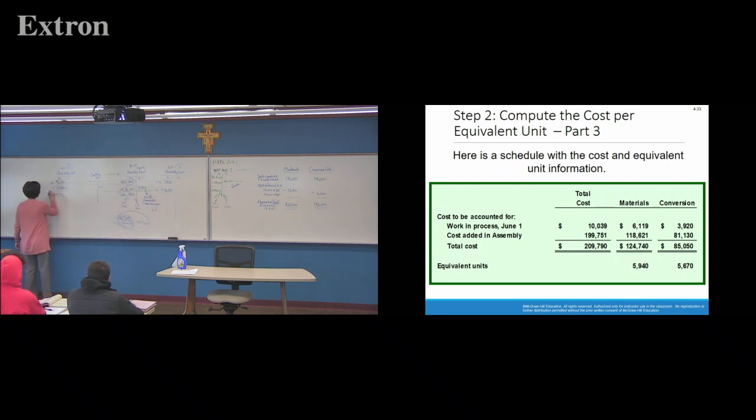Okay, so we spent $124,740 on just materials in that department that month. Add up the conversion costs. Look, 3,920 plus 81,130 adds up to 85,050. We spent $85,050 on just labor and overhead, right?